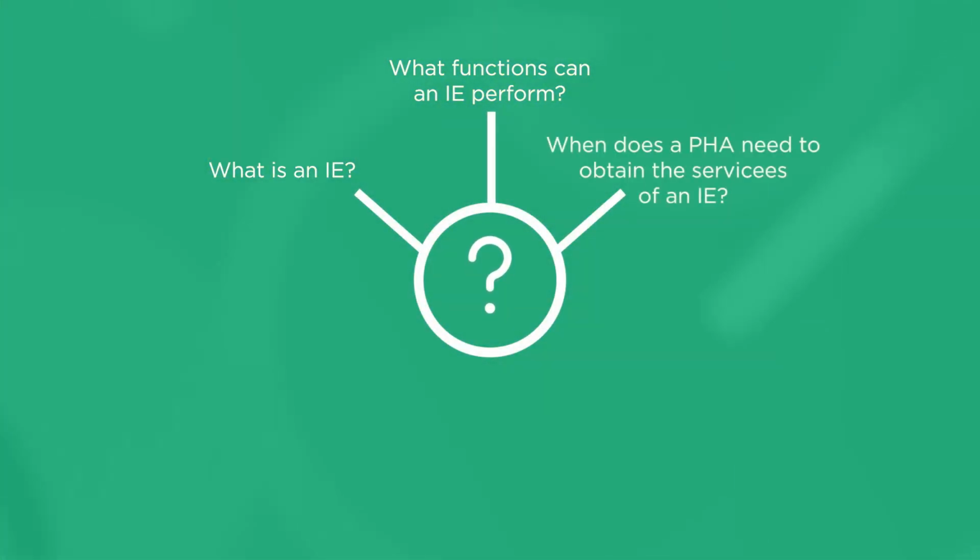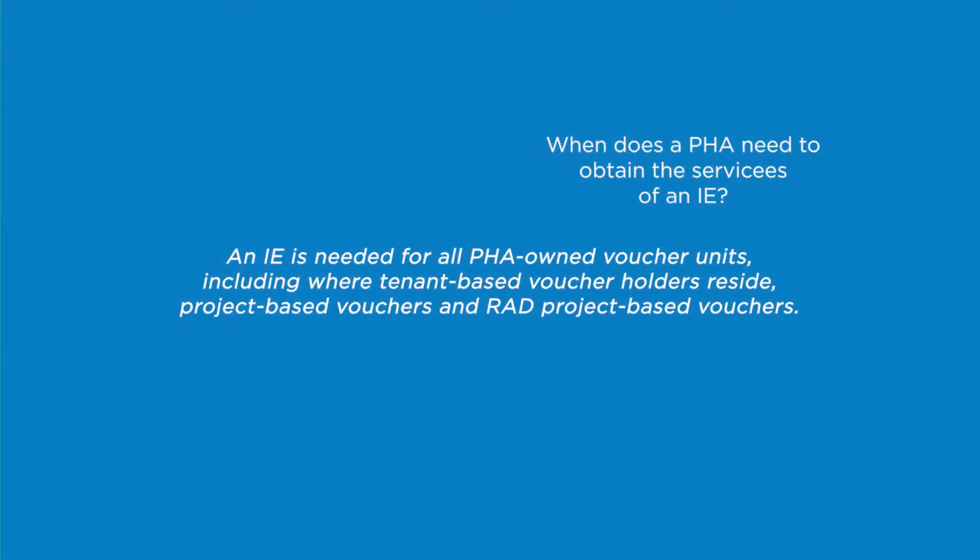When does a PHA need to obtain the services of an IE? An IE is needed for all PHA-owned voucher units, including where tenant-based voucher holders reside, project-based vouchers, and RAD project-based vouchers.